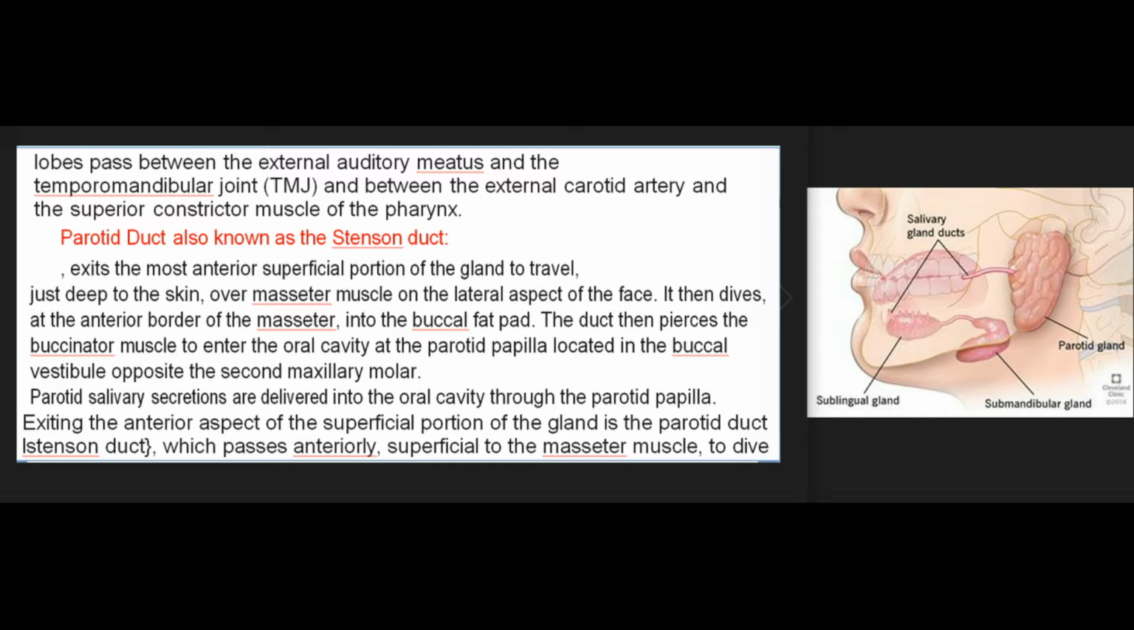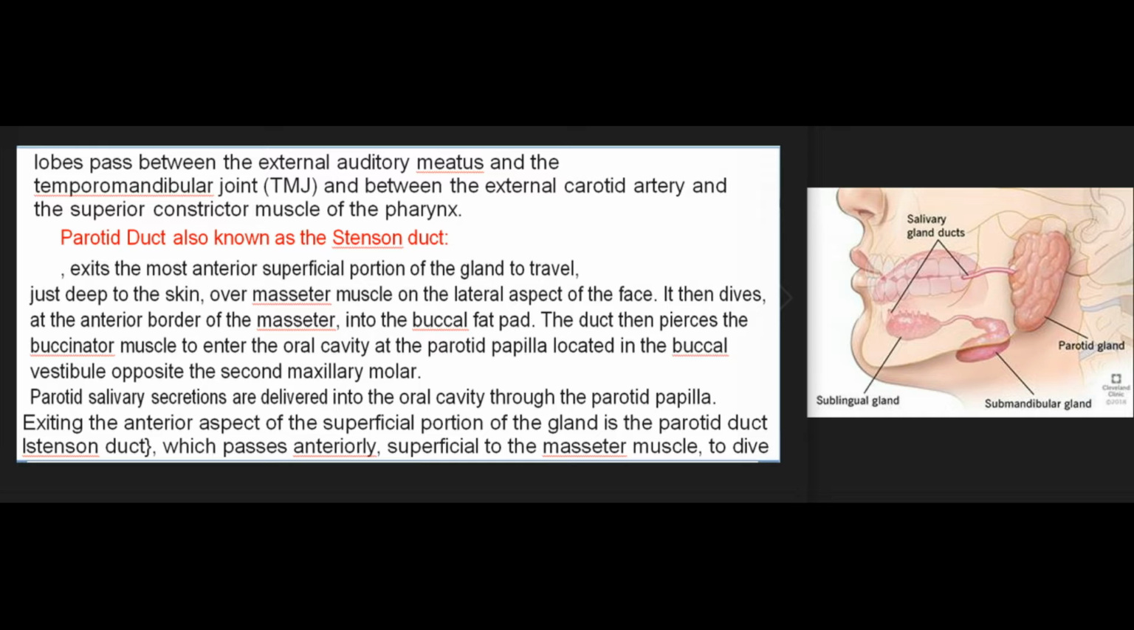Parotid duct, also known as the Stenson duct, exits the most anterior superficial portion of the gland to travel, just deep to the skin, over masseter muscle on the lateral aspect of the face. It then dives, at the anterior border of the masseter, into the buccal fat pad. The duct then pierces the buccinator muscle to enter the oral cavity at the parotid papilla located in the buccal vestibule opposite the second maxillary molar. Parotid salivary secretions are delivered into the oral cavity through the parotid papilla.